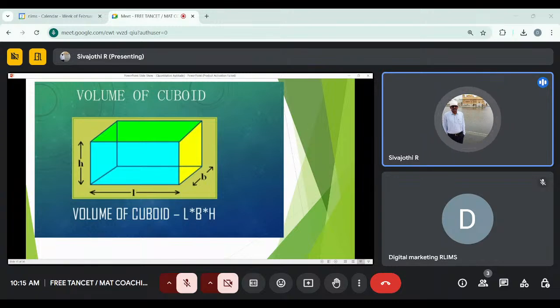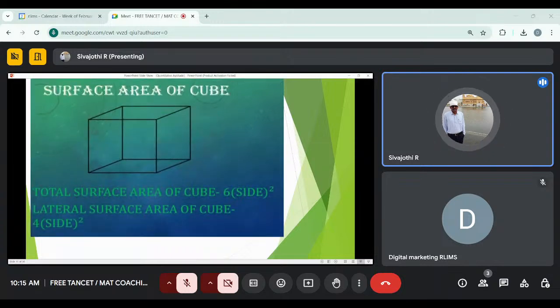And the volume of a cuboid, where length, breadth and height are given. Suppose this one is 10, that one is 10, that one is 10, then 10 into 10 into 10 is 1000. It's clear.